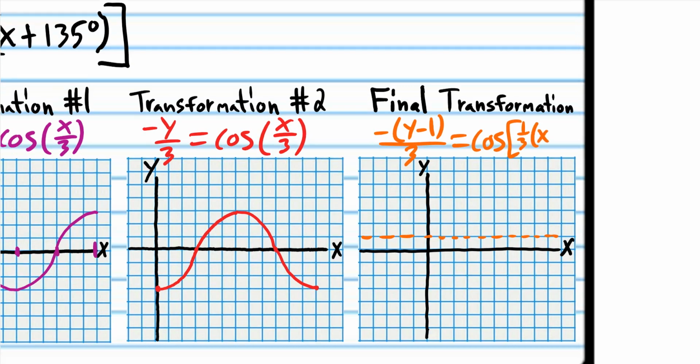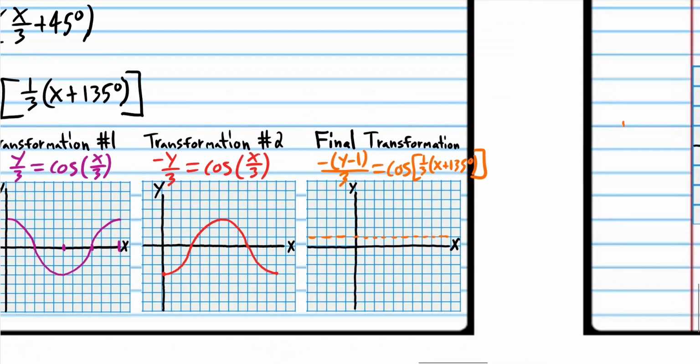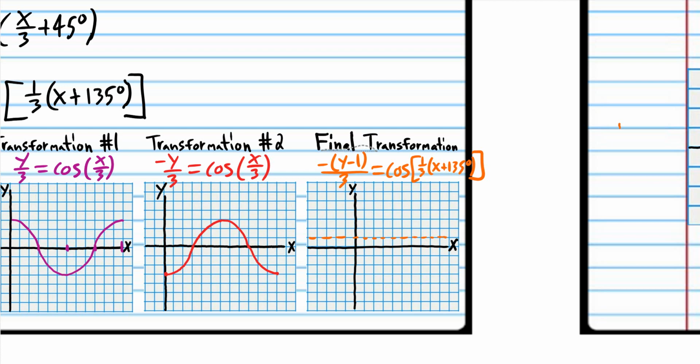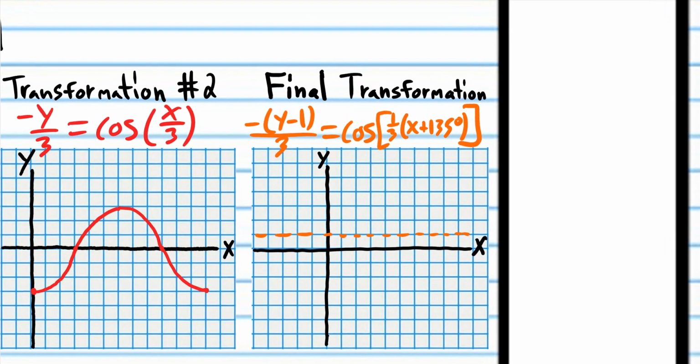And I'm going to add 135 to x. Whenever you add anything to x, you move the graph to the left, the corresponding graph or the previous graph. Okay, so we moved up 1. So now instead of starting at -3, we're going to start at -2. But we have to move 135 degrees to the left. So that's going to be approximately there.